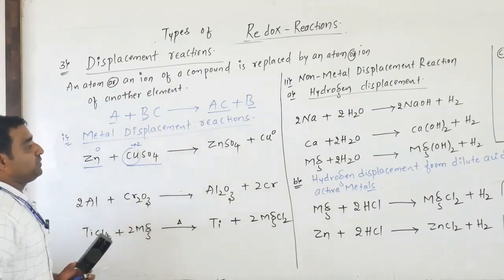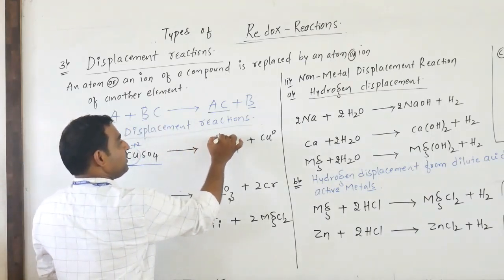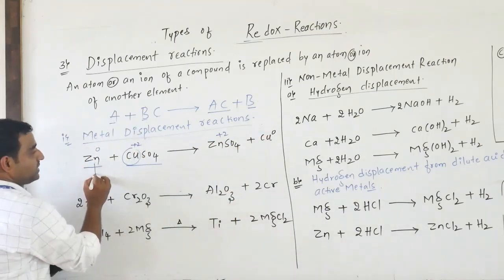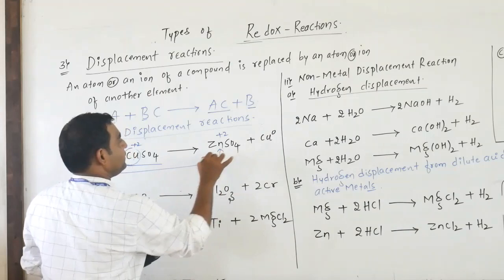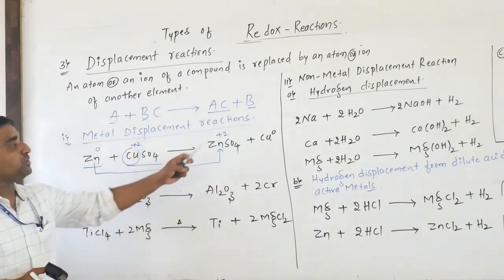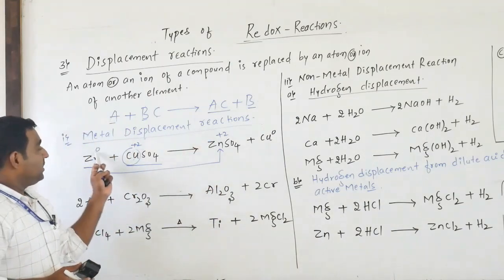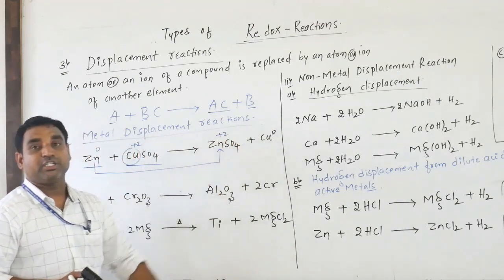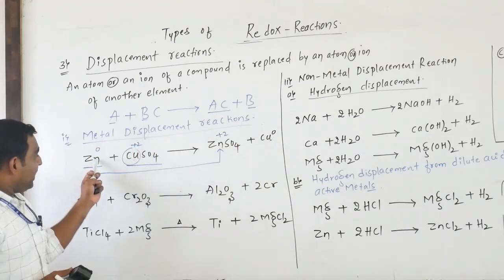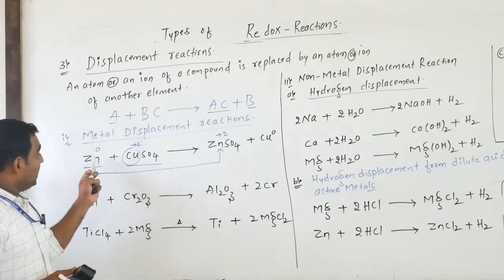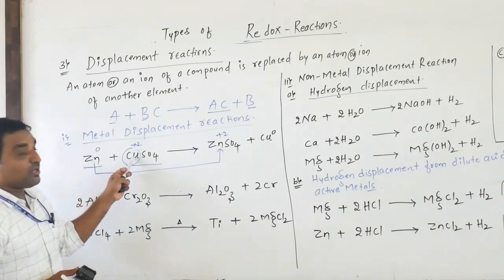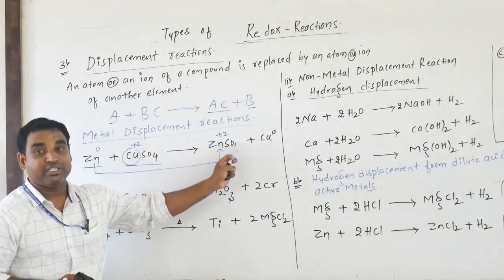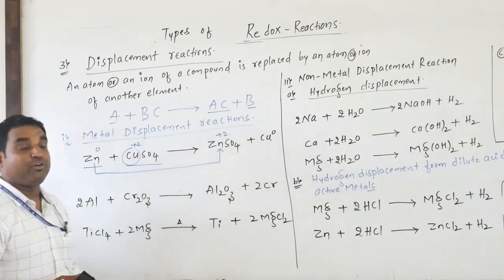Here zinc is +2 and copper is 0. The oxidation state of zinc is converted from 0 into +2, so oxidation is taking place. Copper +2 is converted into 0, so reduction is taking place. Here one metal, zinc, replaces the copper from the solution. Hence zinc sulfate is formed and copper is formed.